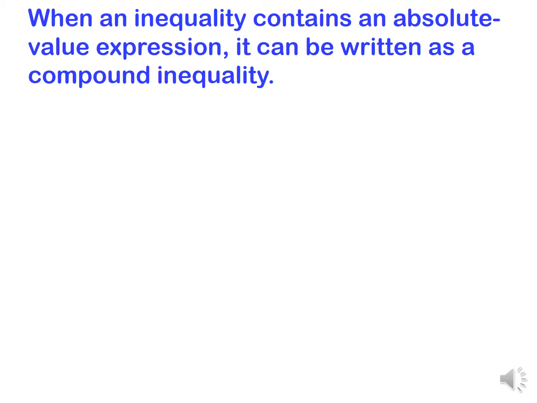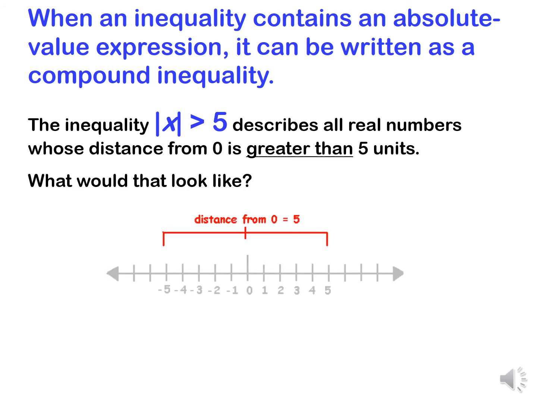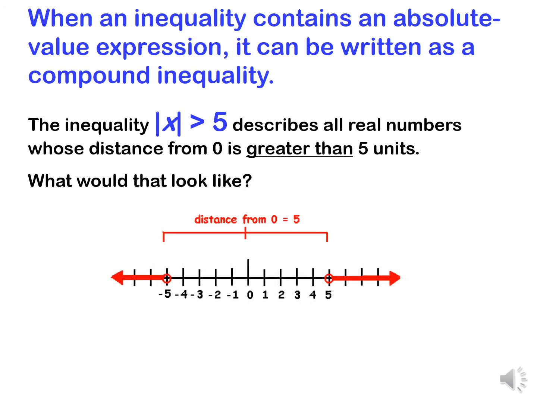Okay, when an inequality contains an absolute value, it can be written as an OR statement as well. So this one describes all real numbers whose distance from 0 is greater than 5. So if you think about the graph, it's going to be everything that is farther away than 5.